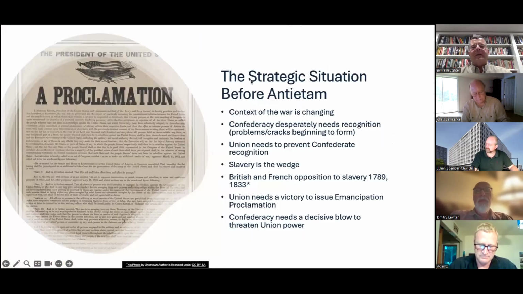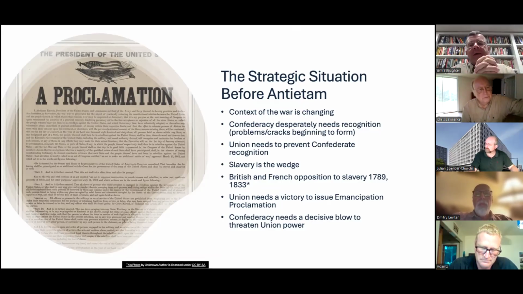Now, the strategic situation of the war before Antietam is that the context of the war is changing. The Confederacy desperately needs to gain foreign recognition, especially from France and Britain. It's been pushing for this for over a year now. It's going to continue to push this for the entirety of the war.